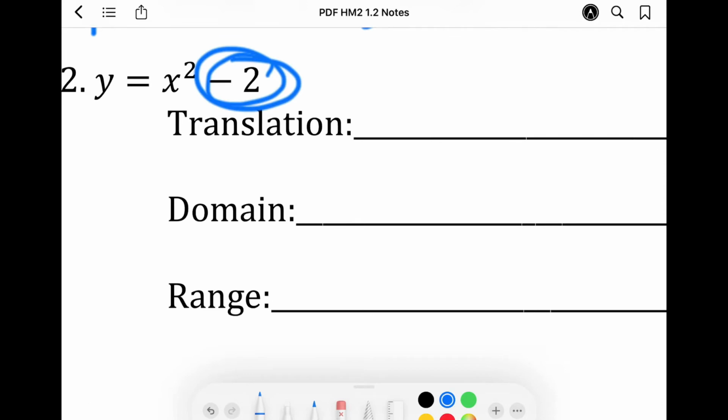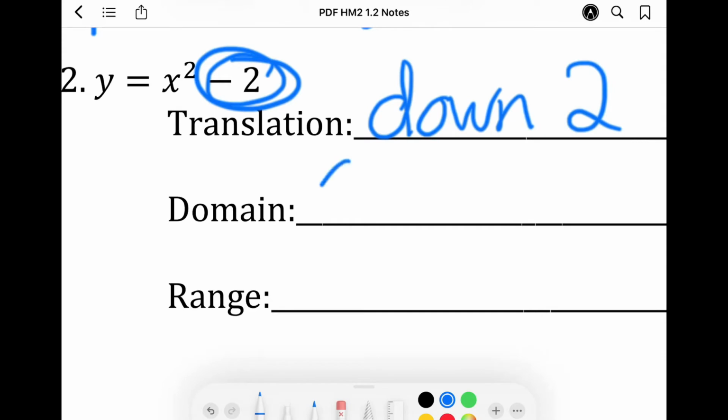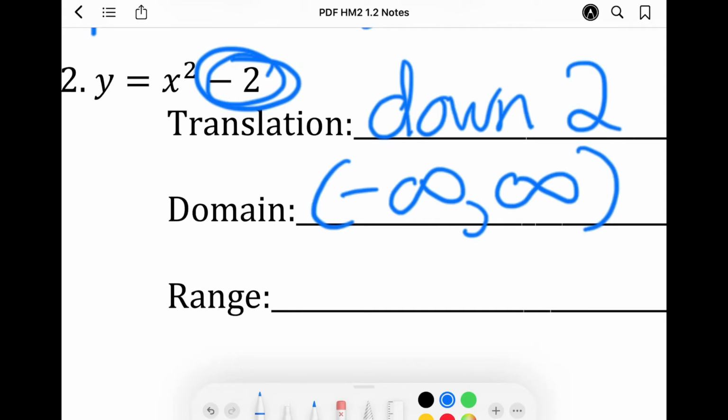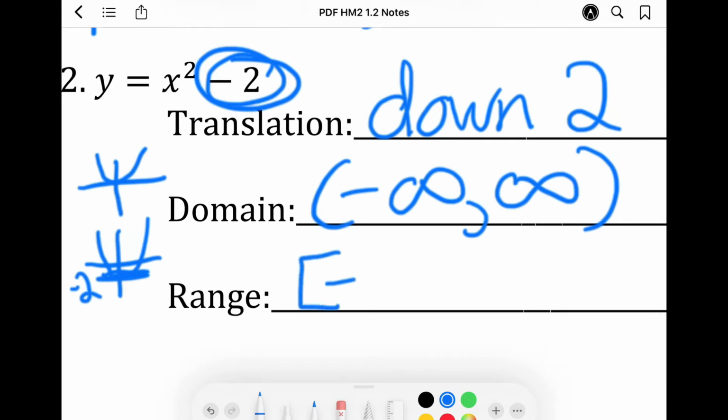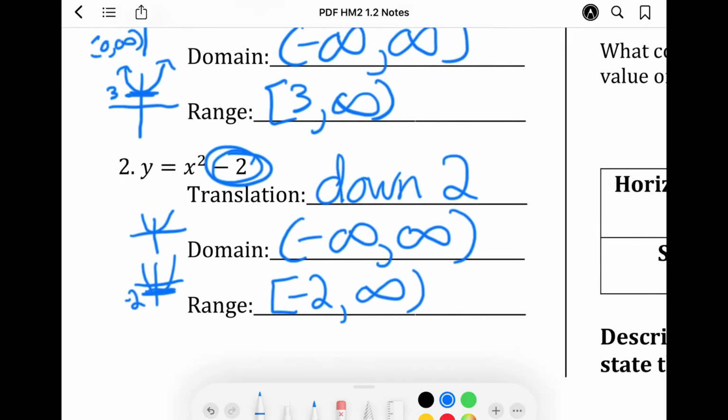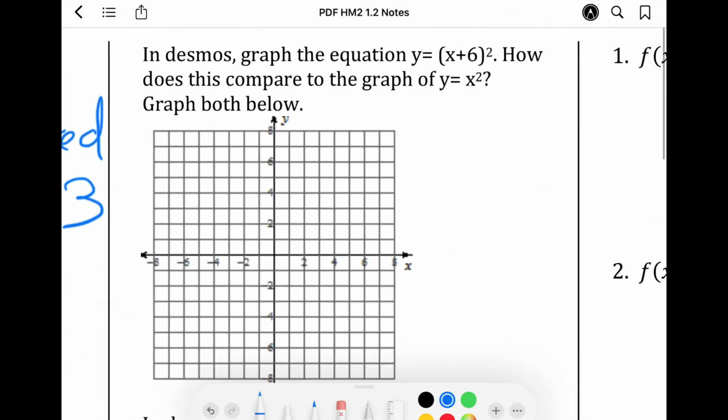For number 2, we've got a negative instead of a positive. So we're going to be shifting down 2. Domain is always negative infinity to positive infinity. That is not going to change until we get into word problems. And then your range, again, is going to go from here, and it's going to go down. Your smallest y value is going to be at negative 2. And that is how you do number 2. Going on.